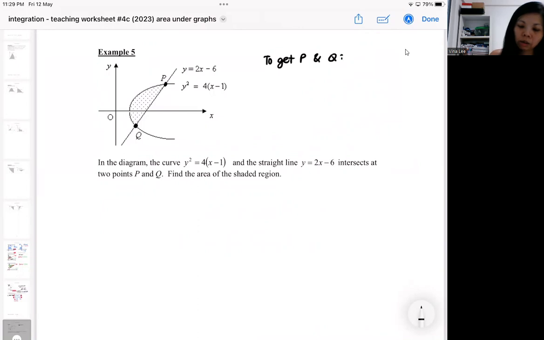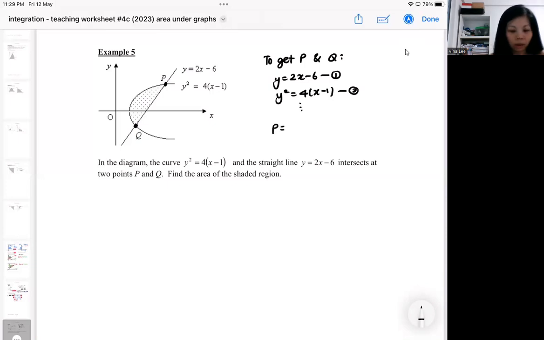In order to get the coordinates, you've got to do your simultaneous equation, which I will not be showing you. You do your simultaneous equation, and eventually you will get the coordinates. The coordinates I got will be (5, 4) and (2, -2). This one falls under the situation where you're going to subtract the area. So I'm going to teach you how to subtract the area.